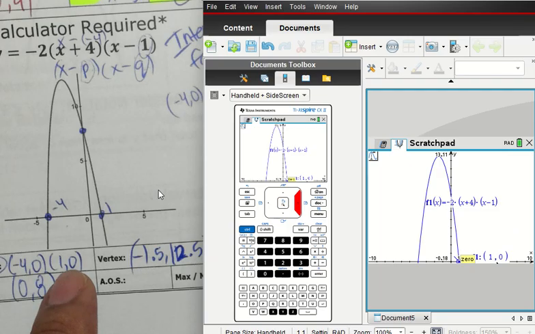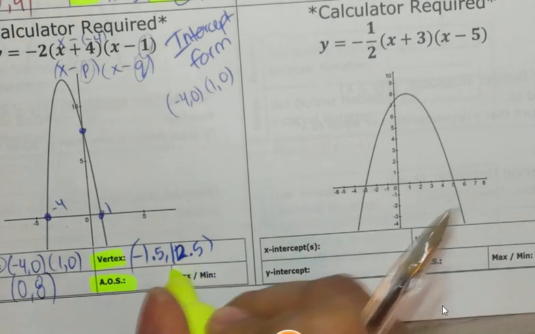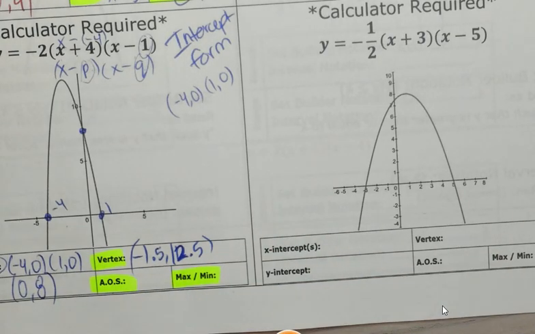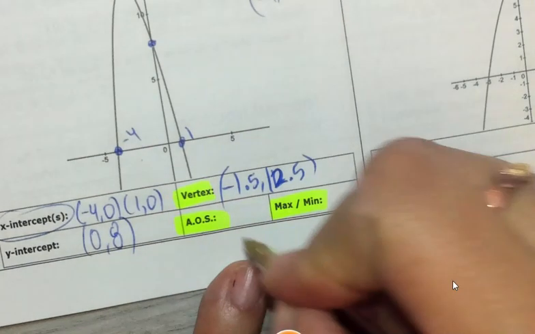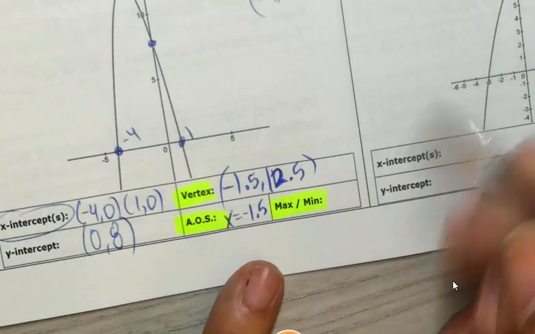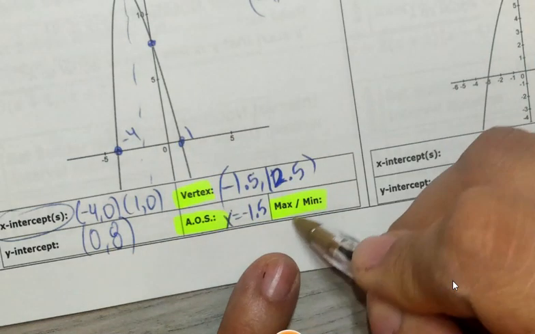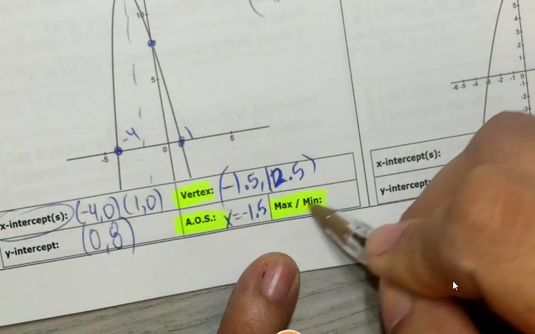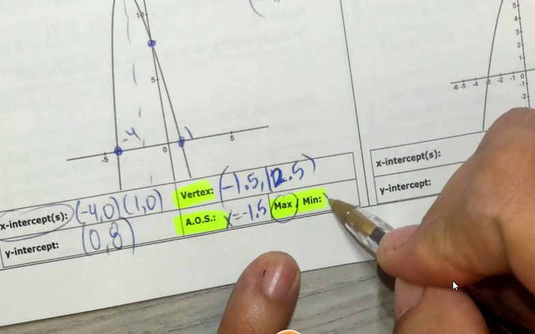So that confirms. So like last thing again is if you have the vertex, you have the axis of symmetry and the max and min. So I'm gonna just write these down. The axis of symmetry would be the x value of negative 1.5. This graph touches there at negative 1.5. And then max or min, the maximum to the top, and that would be at 12.5.